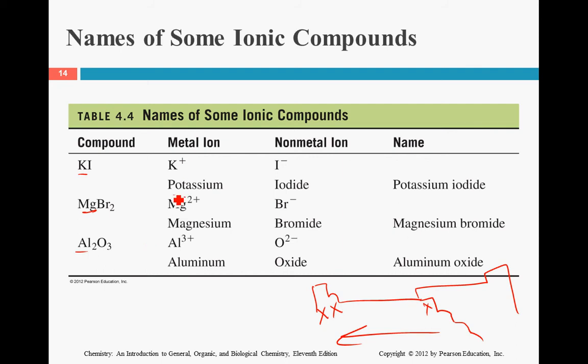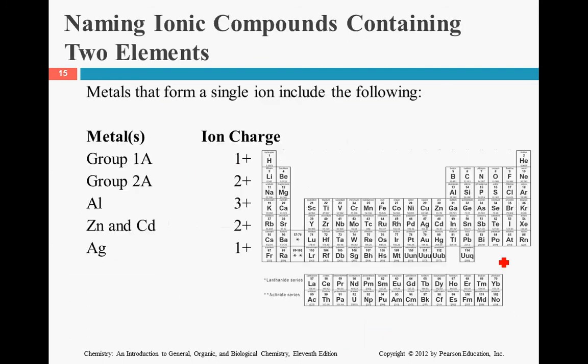So K is potassium, I is iodide, potassium iodide. Mg is magnesium, Br is bromine, magnesium bromide. Al is aluminum, O is oxide, or oxygen, becoming aluminum oxide. So let's see where they get their charges from.